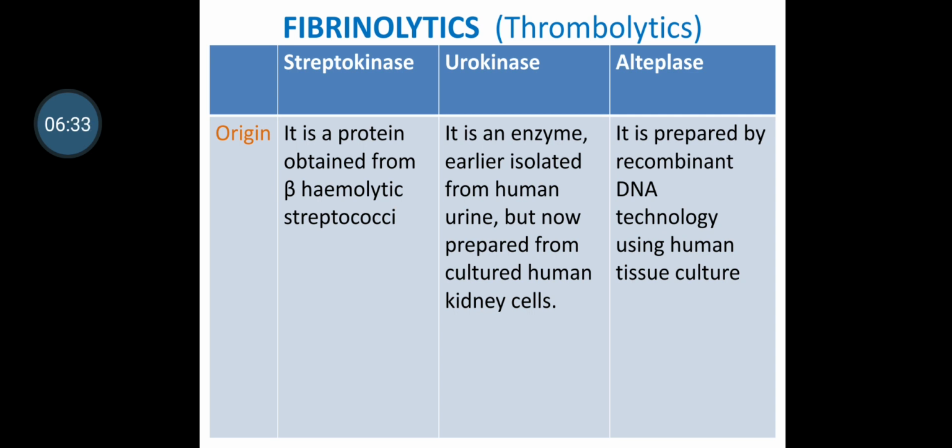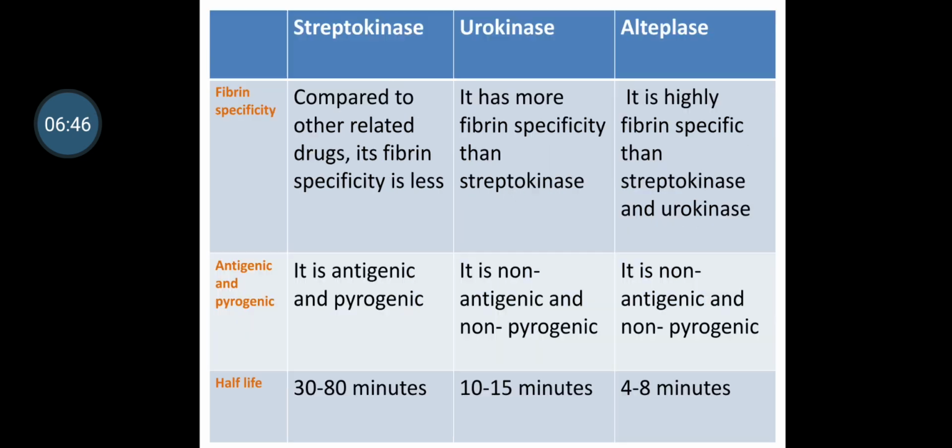So that is regarding the origin of these 3 drugs. Streptokinase is obtained from streptococci. Urokinase is now obtained from cultured human kidney cells. Then Altiplase is produced by recombinant DNA technology. That is regarding the source. Then next we can discuss their fibrin specificity. Which drug is showing more fibrin specificity?